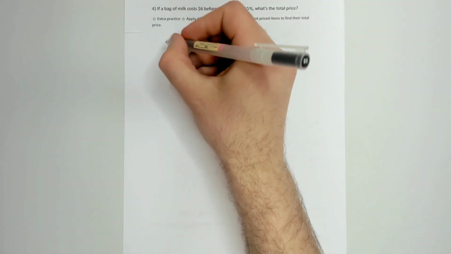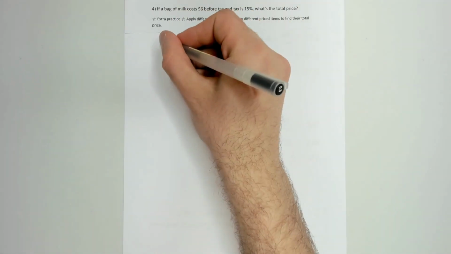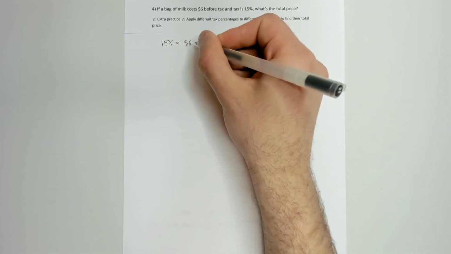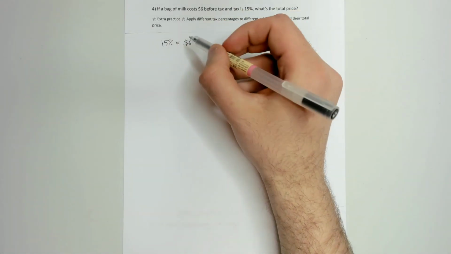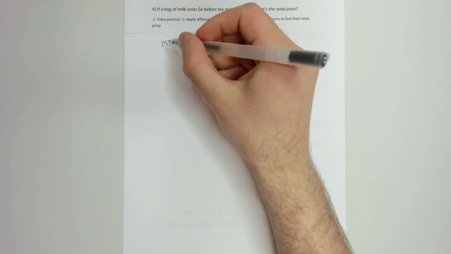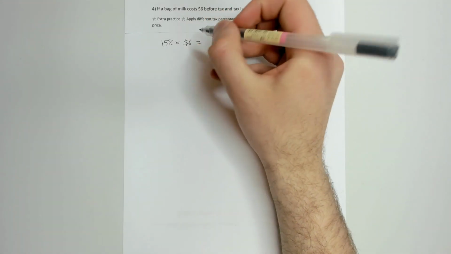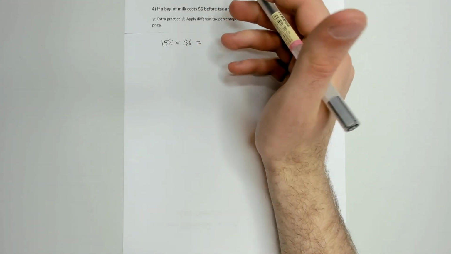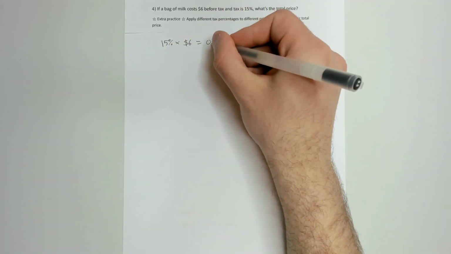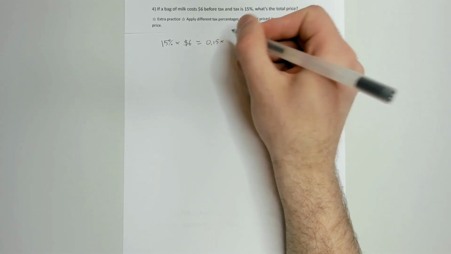So if we take $6 and we apply the 15%, what we're doing is we're doing 15% and multiplying it by the $6. And this is going to basically tell us what piece of the $6 we're going to add on top, right, to that, and that's going to go to the government or whatever. So 15%, first of all, we need to convert that into a fraction or a decimal. I'm going to go with a decimal just because it's a little easier. So that's going to be 0.15, and then we multiply it by the $6.